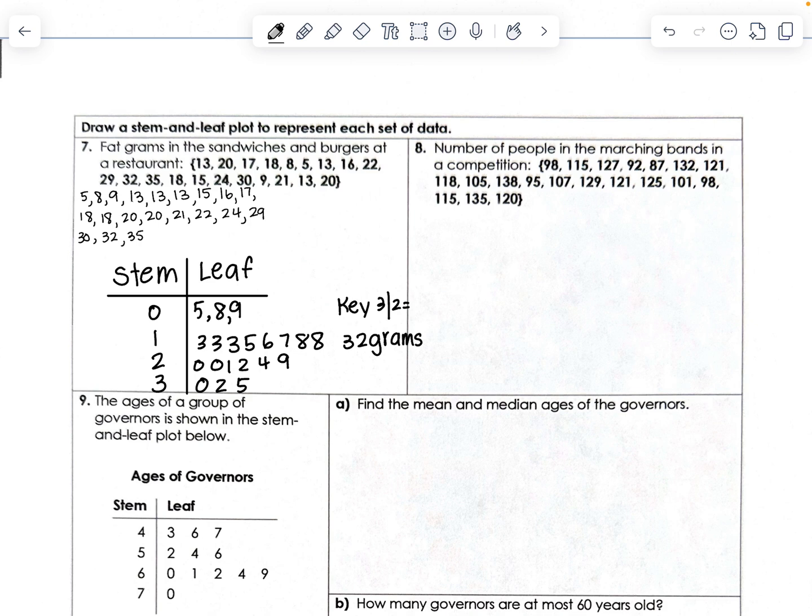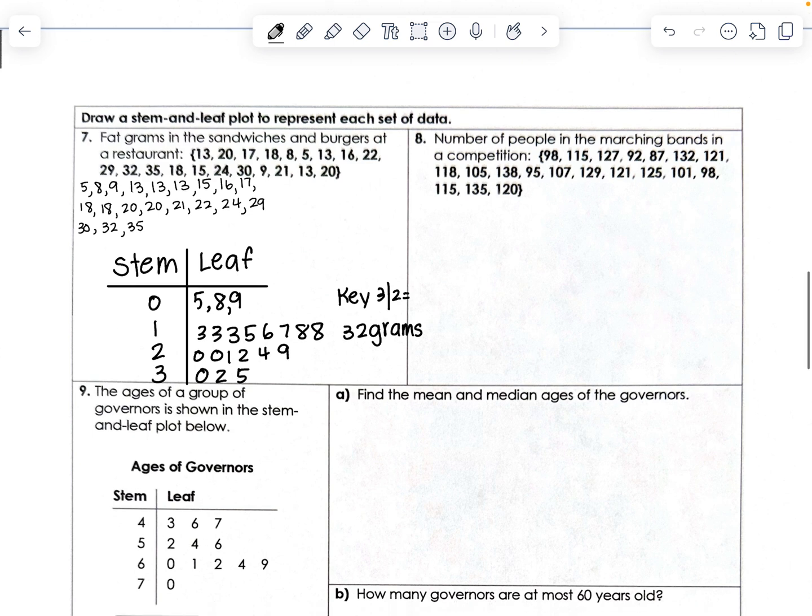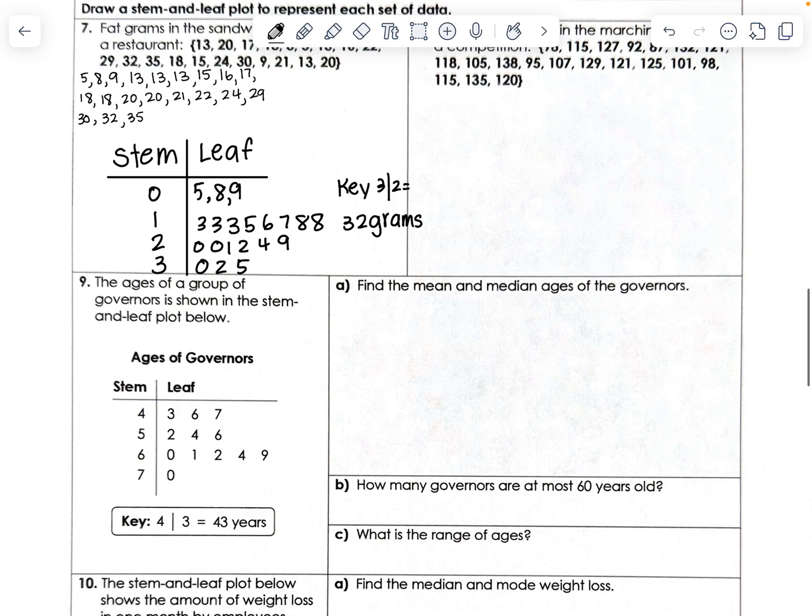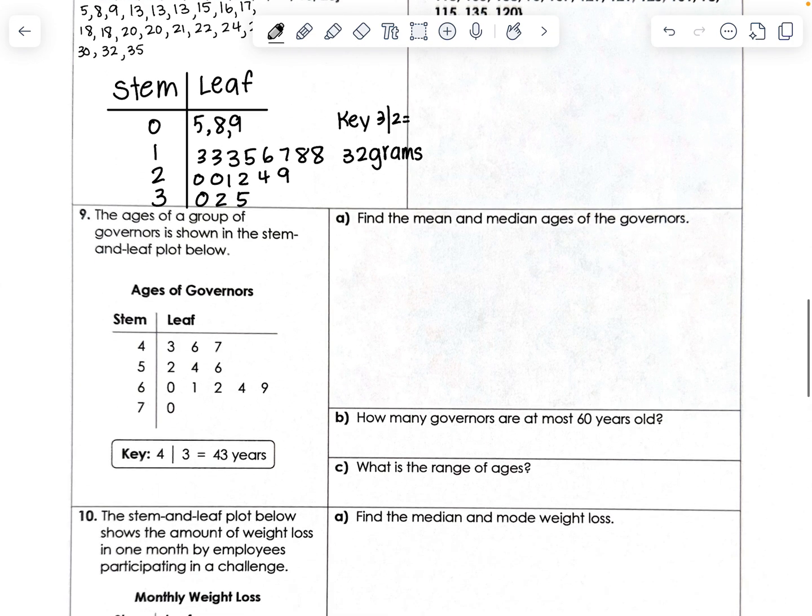So for the first 2, you're just drawing them. All right. For the next one, you are answering questions based on the plot. It says ages of a group of governors is shown in the stem and leaf plot below. Answer these 3 questions. Find the mean and median ages of the governors.